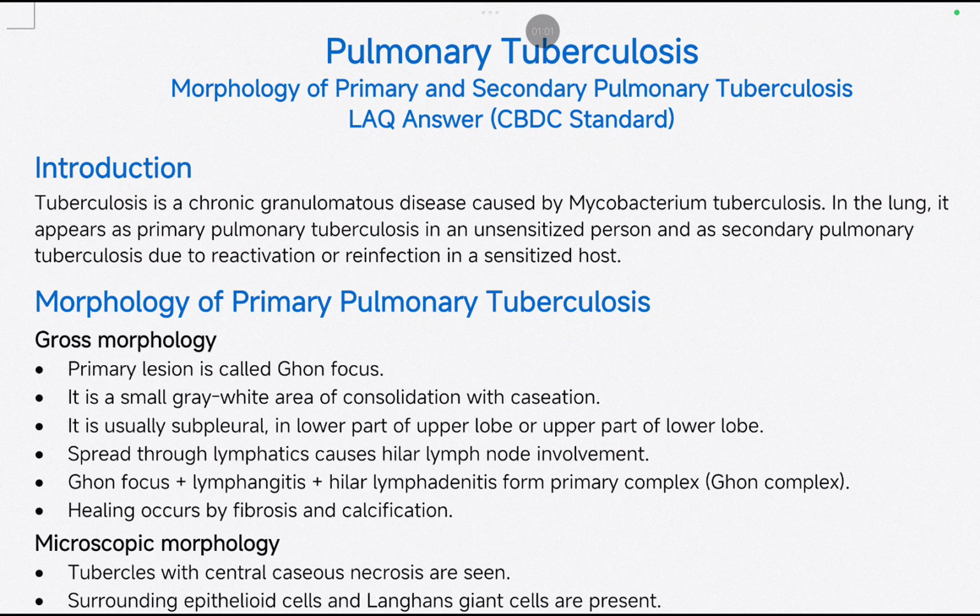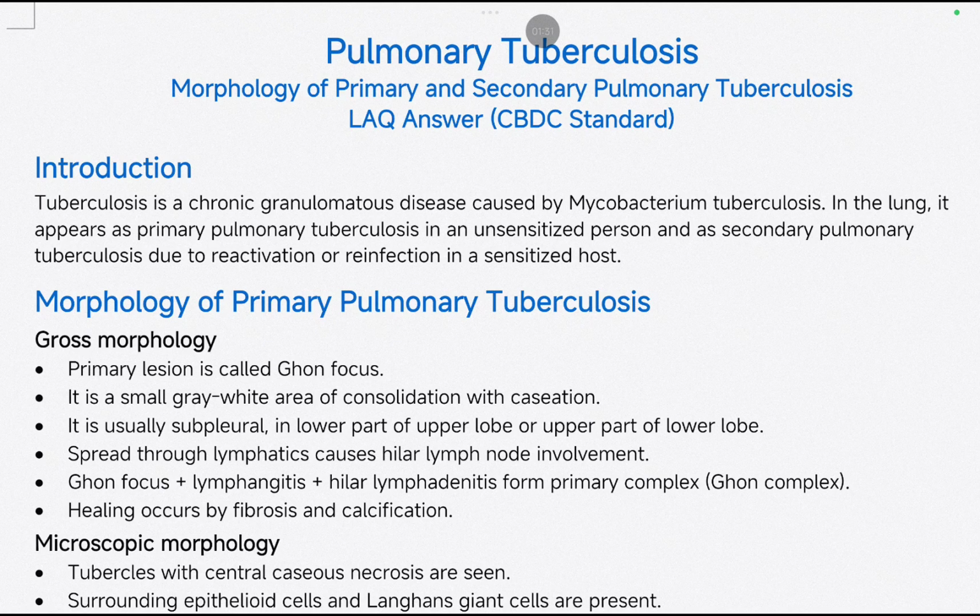For every LAQ you have to write an introduction. So tuberculosis is a chronic granulomatous disease caused by Mycobacterium tuberculosis. In the lung, it appears as primary pulmonary tuberculosis in an unsensitized person. Okay, unsensitized means the person who has never had exposure to Mycobacterium, and secondary pulmonary tuberculosis due to reactivation or reinfection in a sensitized host.